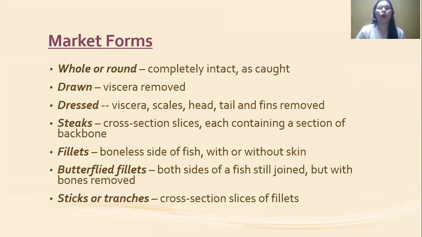Next is steaks, cross-section slices, each containing a section of backbone, just like the cut of bangus when we are cooking sinigang or paksiw. Followed by fillet, boneless side of fish, with or without skin. This is commonly purchased in frozen state. Next is butterfly fillet. Both sides of a fish are still joined, but with bones removed. Are you familiar with daing? That's an example of butterfly fillet. And lastly, sticks or tranches. They are the cross-section slices of fillet.